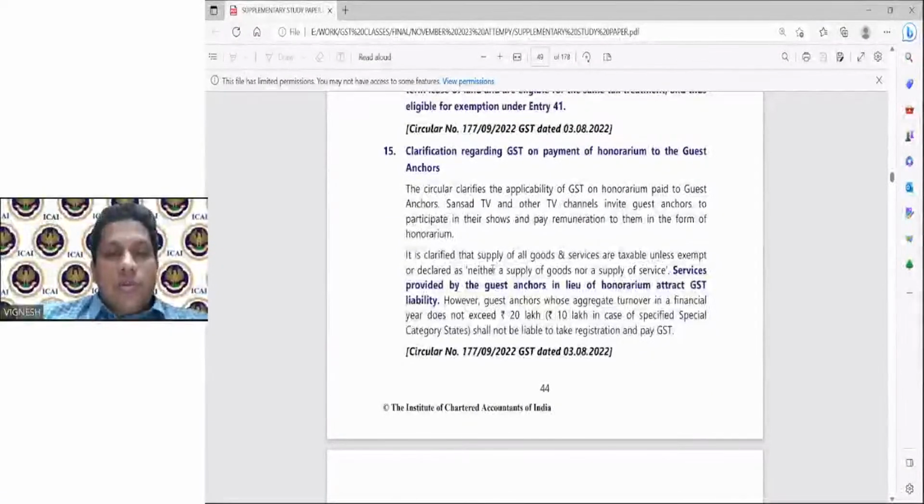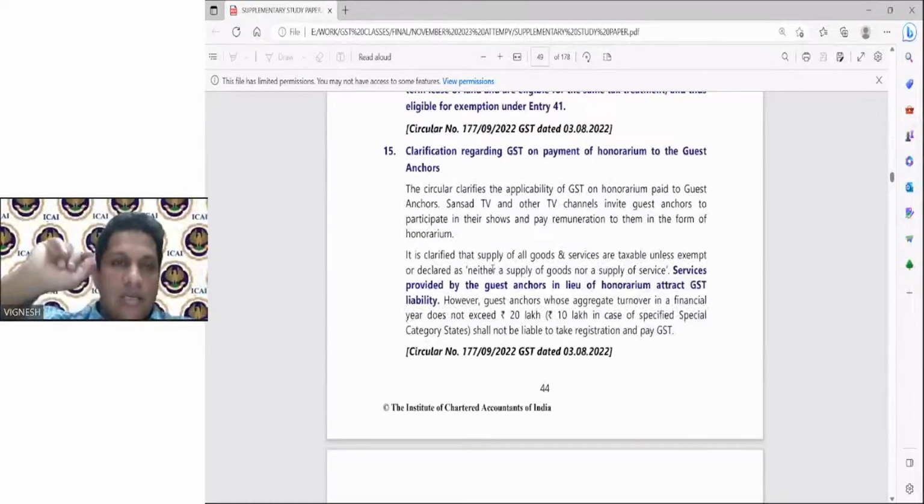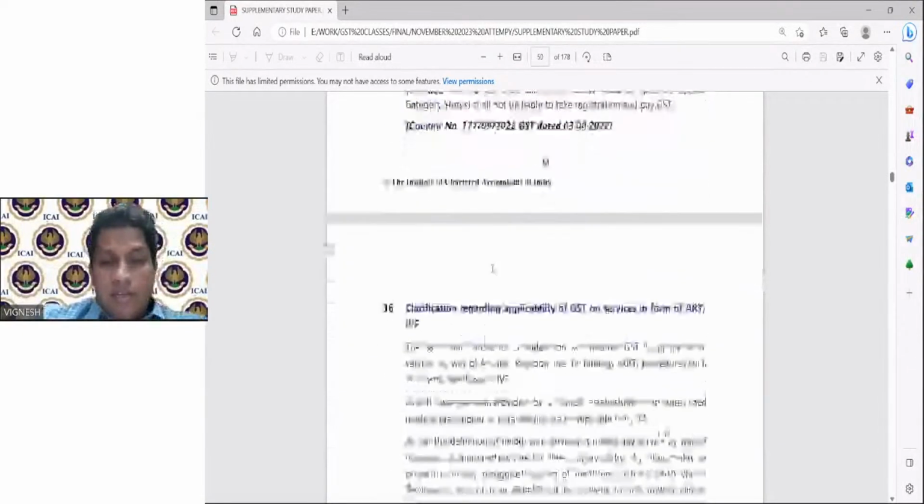Then GST on payment of honorarium to guest anchors. Guest anchors, etc., participate in the shows and it is clarified that it is a supply of services, taxable unless exempt. On the honorarium to guest anchors, GST is also chargeable. I don't know why this doubt suddenly came, but many people had requested the government and gone to the advance ruling, for which the government had to give a clarification.